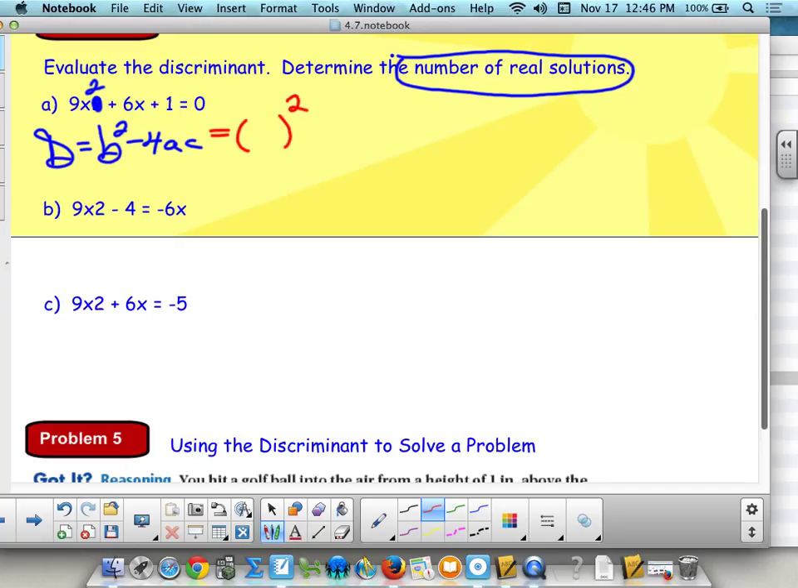So we use a different formula now for this stuff. Well, it's not a different formula, it's just the number inside the radical. It's a piece of the formula. And the piece is called the discriminant.